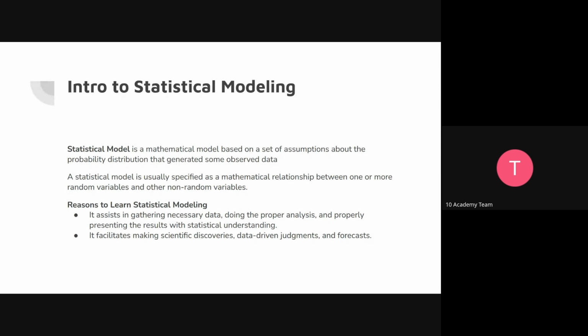So it's a mathematical relationship between the variables I have in my data. There are random variables and non-random variables I can have in my data set. So I'm putting some assumptions about the mathematical relationship between them.